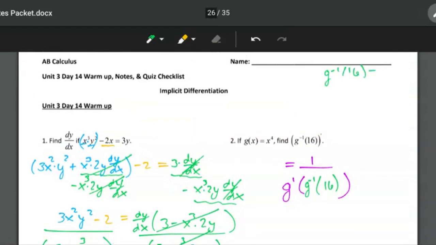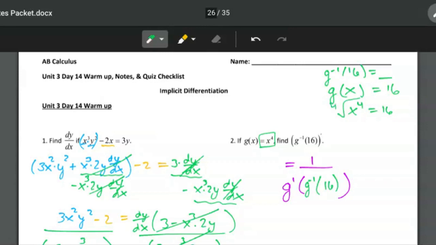If we're trying to figure out what the inverse of 16 is, it's really g of what equals 16. We're looking for the x, and we're given the y. So we kind of need to solve for this here. I might even write that in there. We're looking for the x, all right, but we're given the y. Well, we know what g of x equals. g of x equals x to the fourth. What if we just set x to the fourth equal to 16 and solve? We're looking for what x we could plug in to get 16.